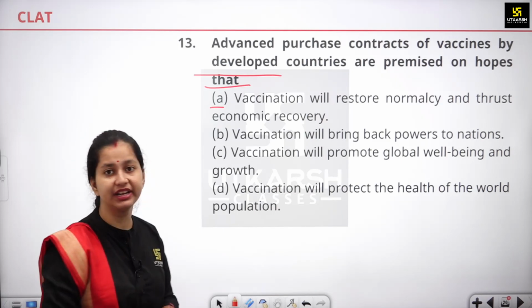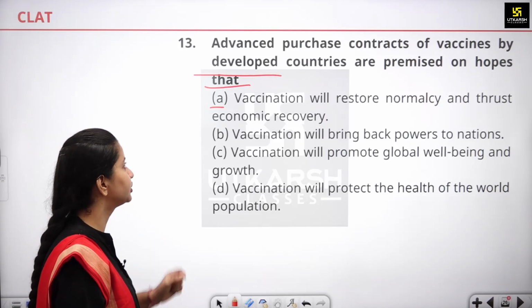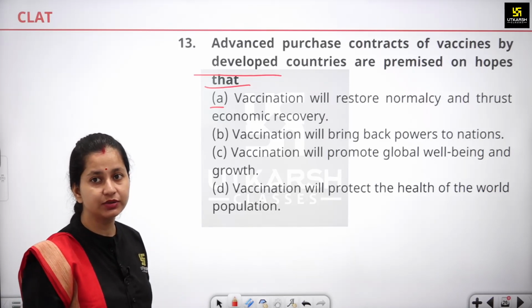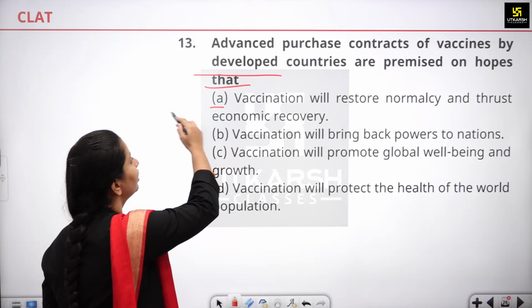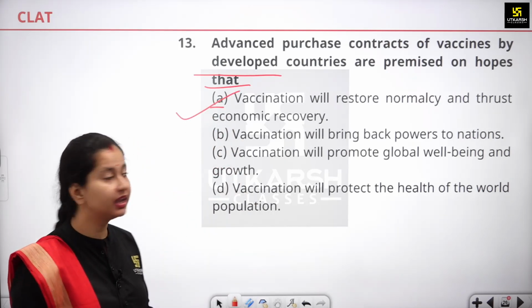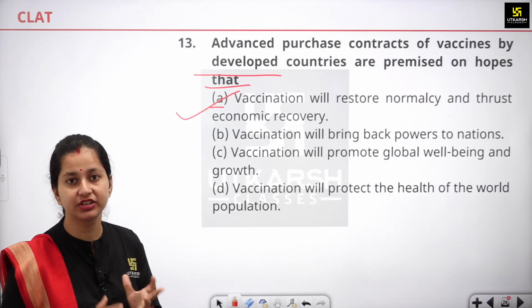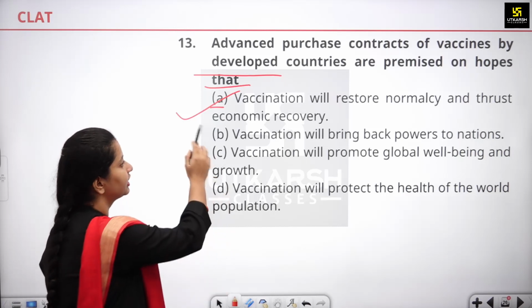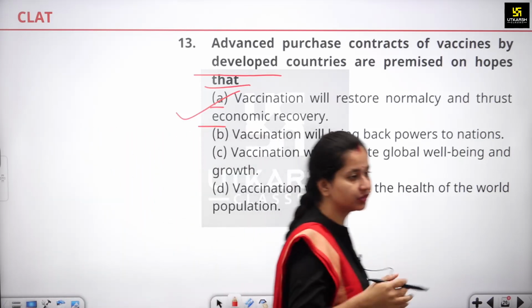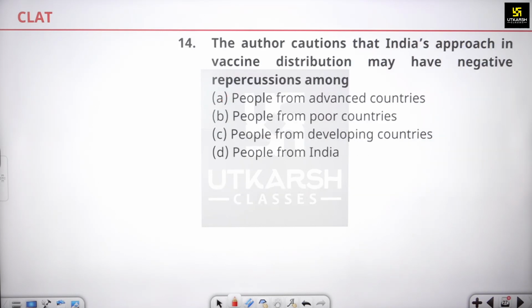तो यहाँ पर advanced vaccination क्यों किया था? That was already mentioned in the passage here, that advanced vaccination was done in order to restore normalcy and thrust economic recovery. वैक्सीनेशन जो है वो इसलिए किया गया था ना कि नॉर्मलसी रिस्टोर हो जाए और जो इकोनॉमिक रिकवरी है वो बढ़ जाए. सो दैट्स व्हाई वैक्सीनेशन वाज डन. ऑप्शन A is the correct answer.